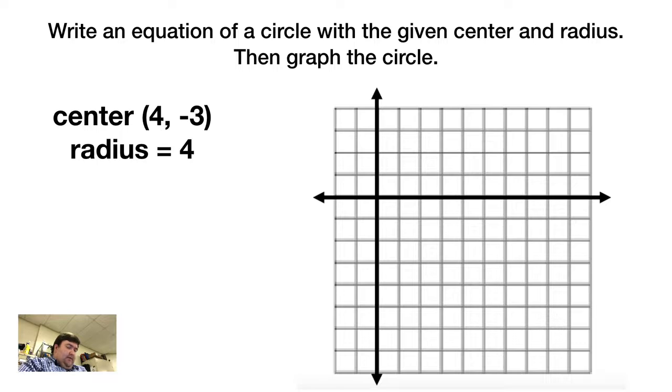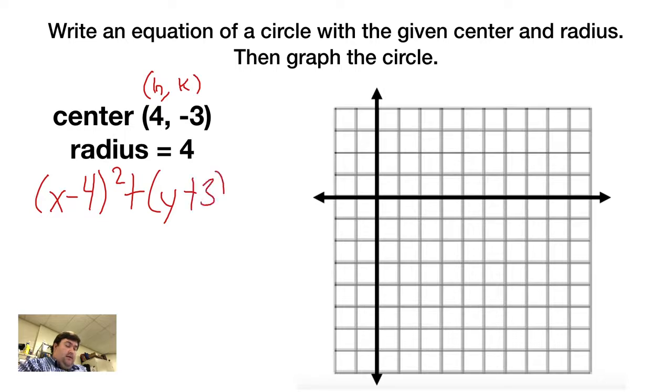So if our center, which once again is (h, k), is (4, -3), and our radius is 4, we can start out by doing x minus h, so (x minus 4) squared plus y minus, well, since it's -3, it becomes plus 3, squared equals, and then our radius is 4, and 4 squared is 16.